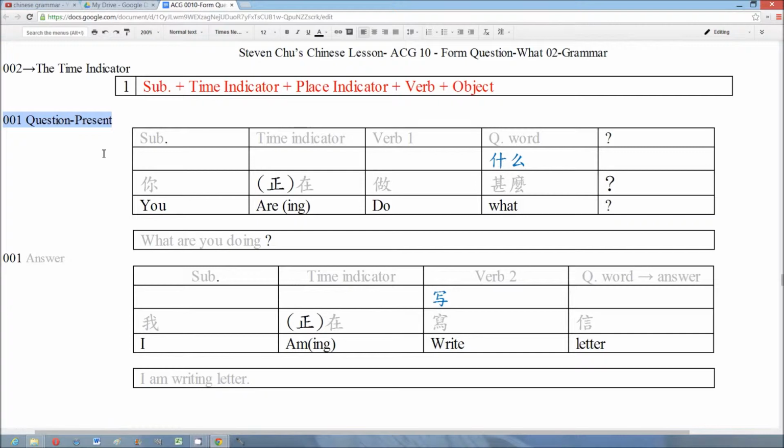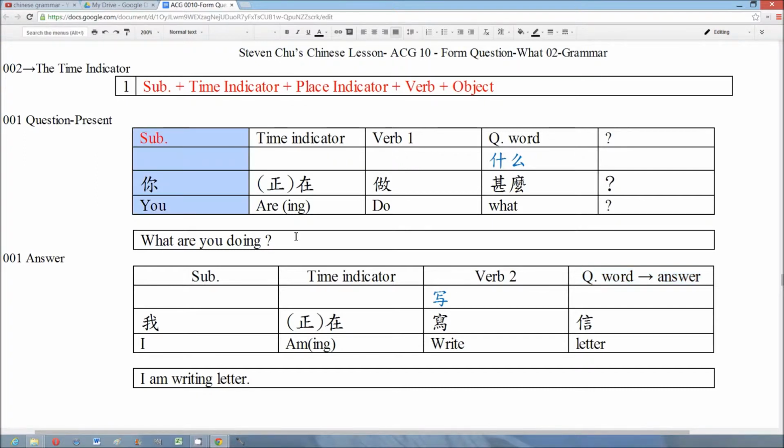This example is used to show the present moment. 你在, or you can say 正在做什麼? What are you doing? This question is based on the basic sentence, subject, and then the time indicator, verb, question word. And the answer is 我在寫信. I'm writing a letter. Subject, time indicator, verb, and then the answer.